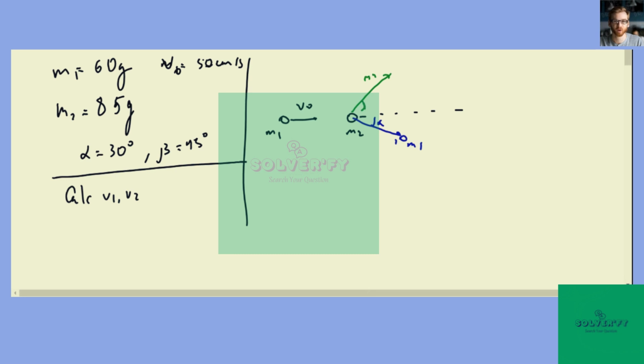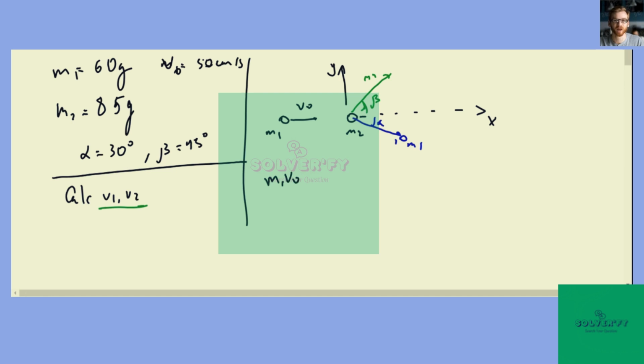Just to be clear, m2 is not a vector. It just shows that the second mass is moving at this angle, and we have to calculate the velocity of each mass after this collision. So let's introduce x and y axes, and let's write down the conservation of momentum.